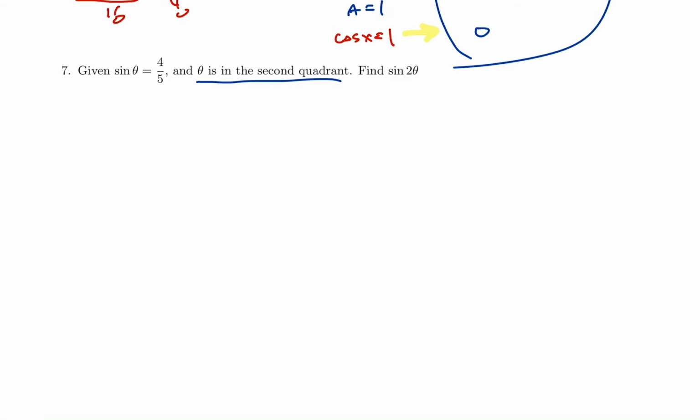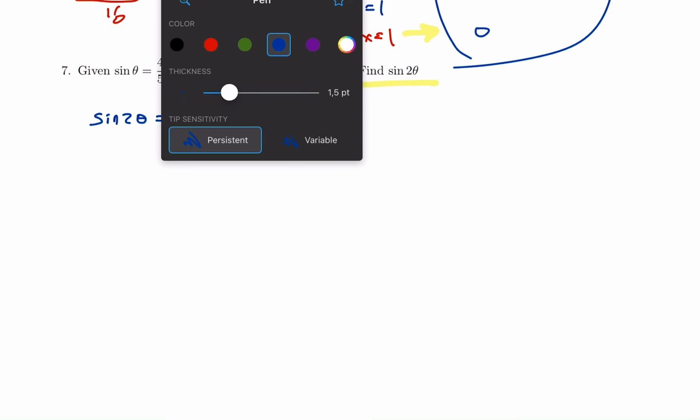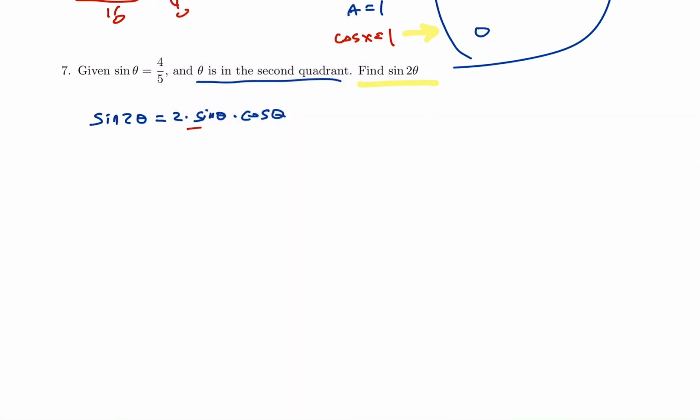So you have to identify first that we know sine 2 theta equals 2 times sine theta times cosine theta. So that means in order to evaluate this, I need to find what sine theta is, which is given in the problem. But now I need to find what cosine theta is. So now we need to draw a triangle. Okay. Theta is in the second quadrant.